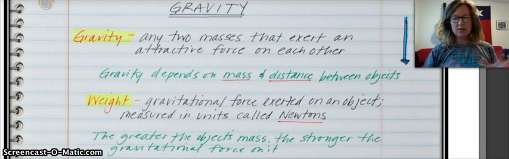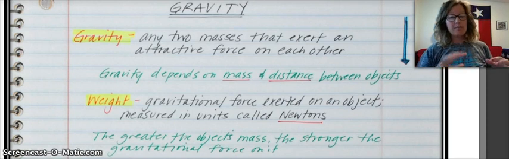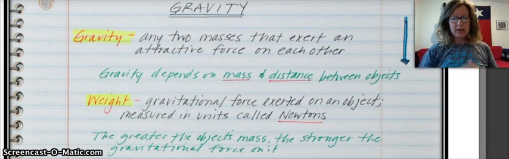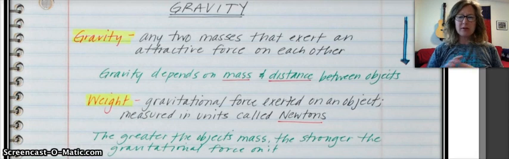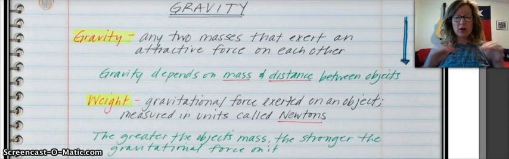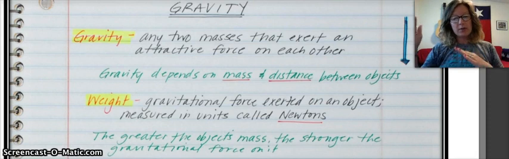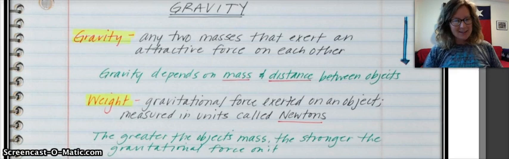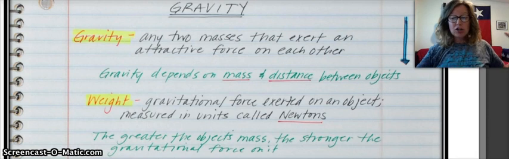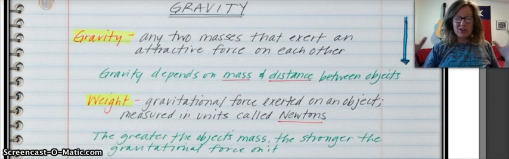So we sort of touched on this a little bit when we were talking about Newton's laws and the fact that your weight here on Earth, because of that gravity depending on mass and distance between objects, is different, which is why it's measured in newtons. So gravitational force exerted on an object, your weight, that's measured in units called newtons, can be different here on Earth than it is, say, on another planet or our moon. That's because the greater the object's mass, the stronger gravitational force there is on it. So a larger planet will have a larger gravitational force.